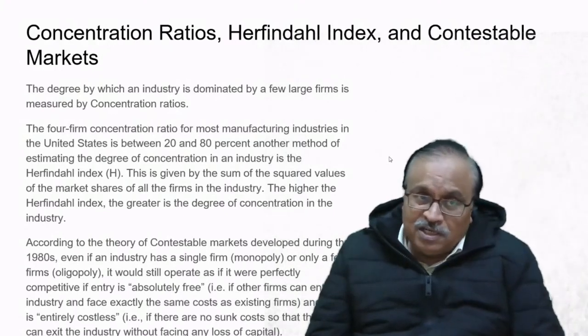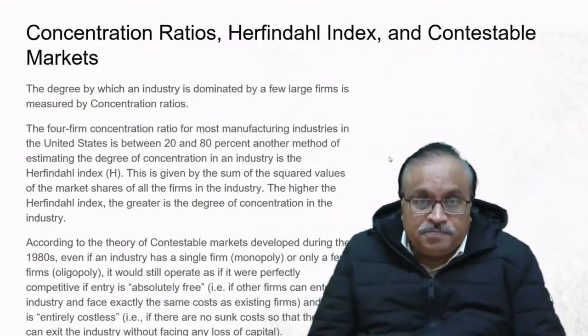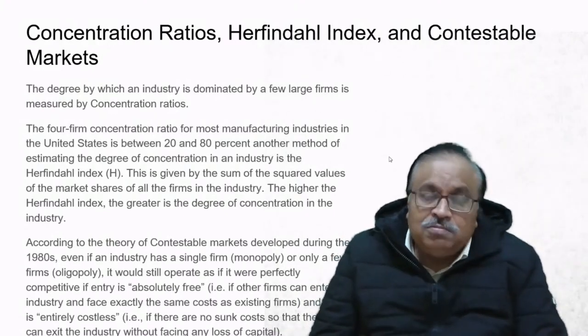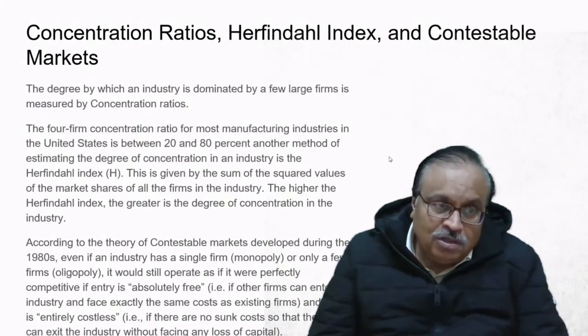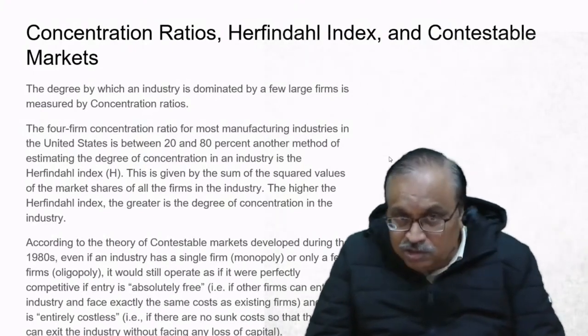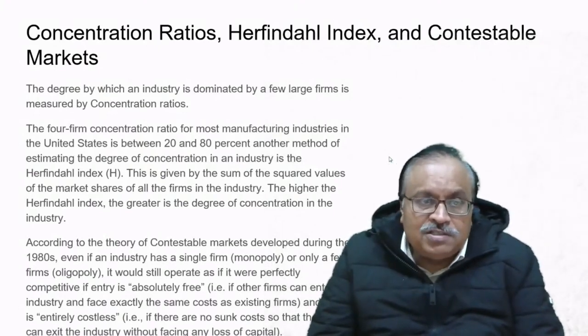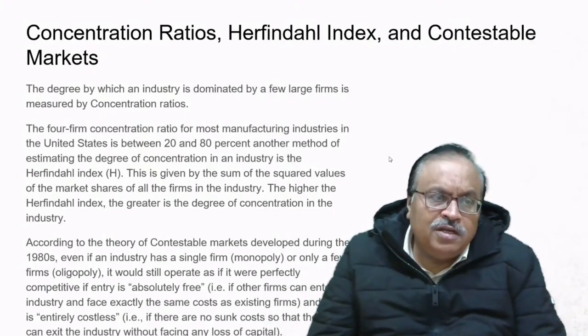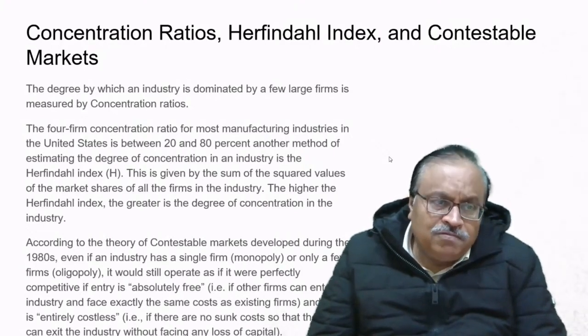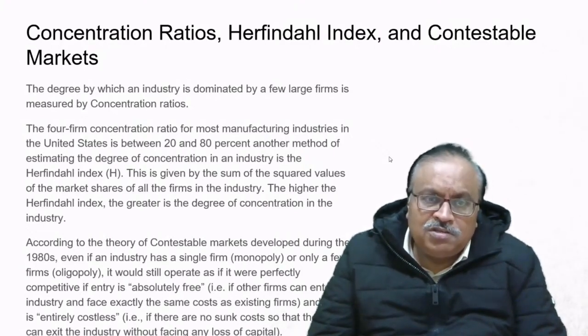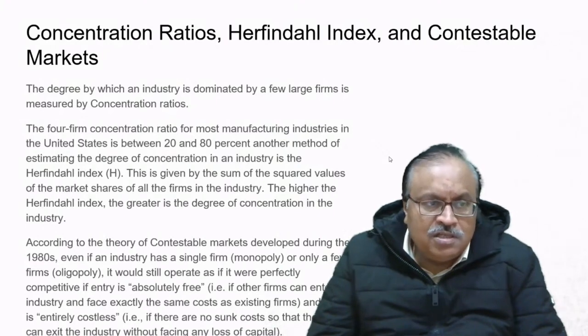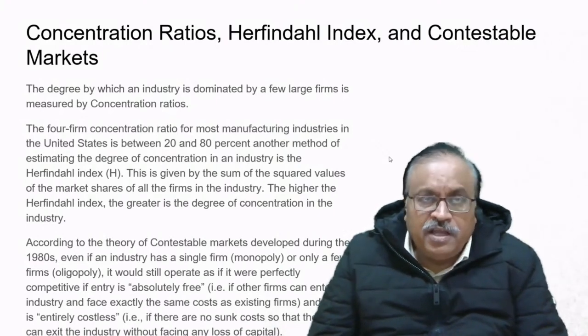The degree by which an industry is dominated by a few large firms is measured by concentration ratios. The 4-firm concentration ratio for most manufacturing industries in the United States is between 20 and 80%. Another method of estimating the degree of concentration in an industry is the Herfindahl index H.